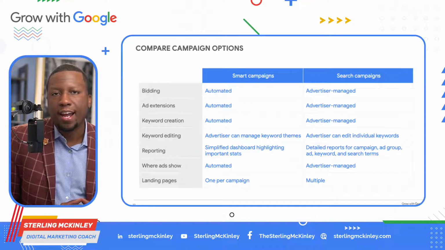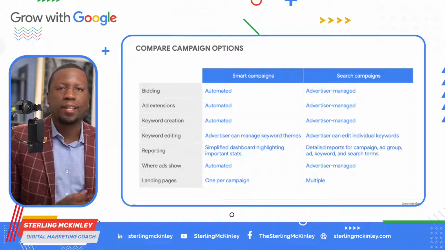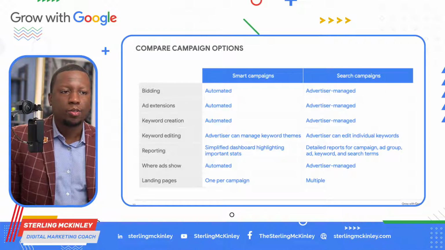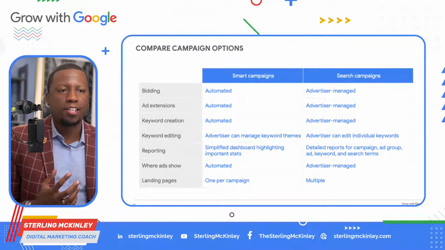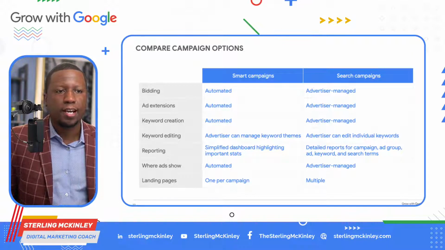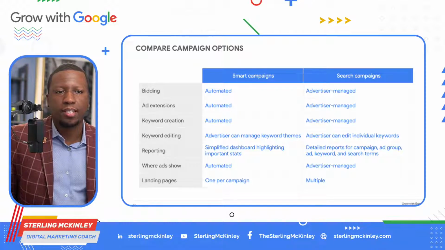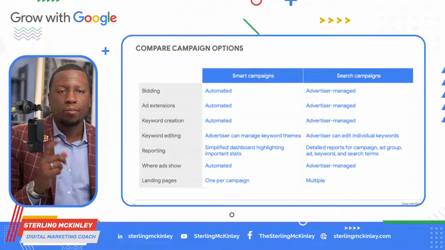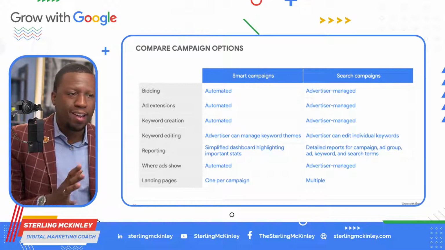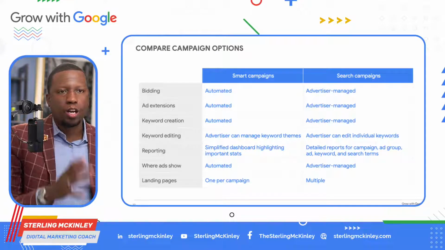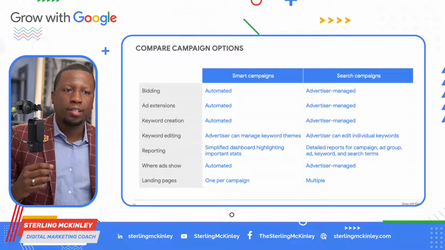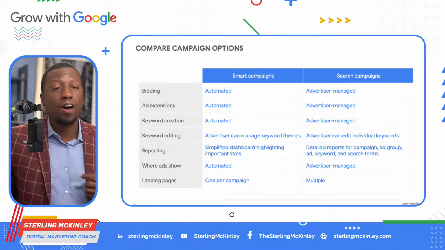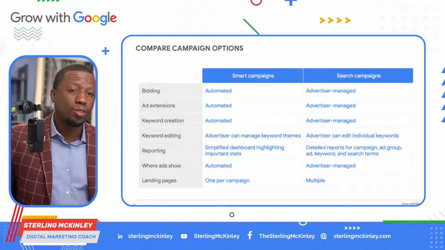Also, where ads show. I talked about it again, whether it's shopping, text, video, or images. Google will tell you once again where it is best to have those. And for the landing page, where the person will go, you can have one per campaign. So smart campaigns are really just a simple, automated way that Google is helping you get online and create more efficient ads without wasting money, while also taking less of your time.